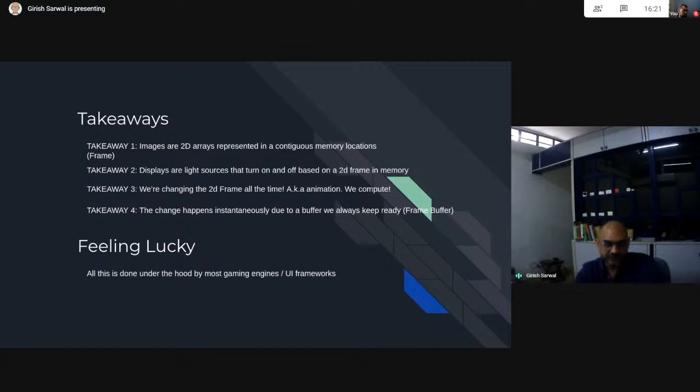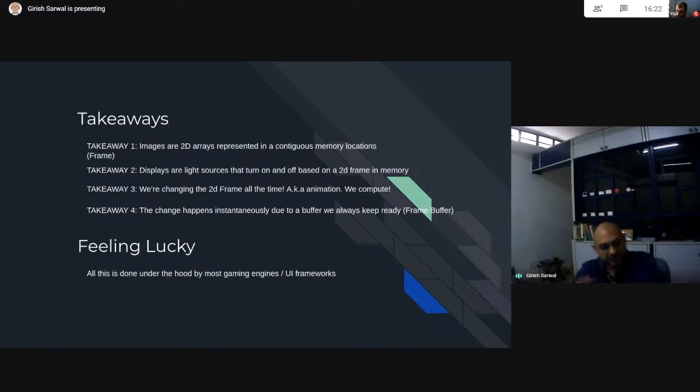In short, we're always computing, and that's the reason for the infinite loop, because we need to keep on computing over and over again. Now this change happens instantaneously, essentially because we have a buffer with us, and we always try to keep on writing to that frame buffer.